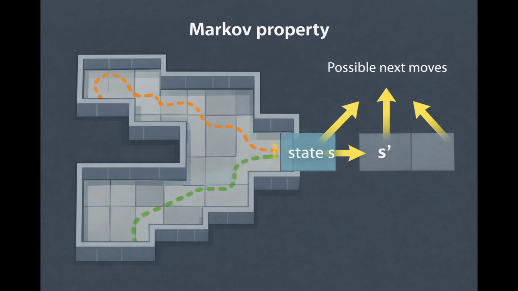If the world is deterministic, moving right always moves right. If it's slippery, moving right usually moves right, but sometimes slides you up or down. That slippery version is still an MDP because the randomness is captured in the transition rule.